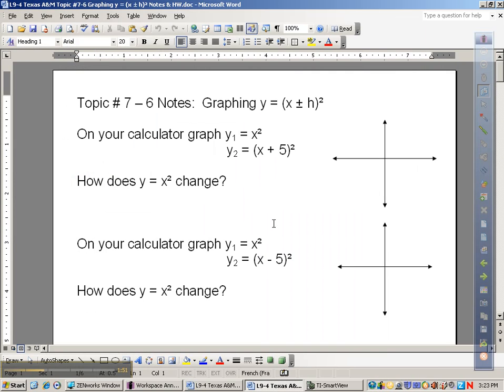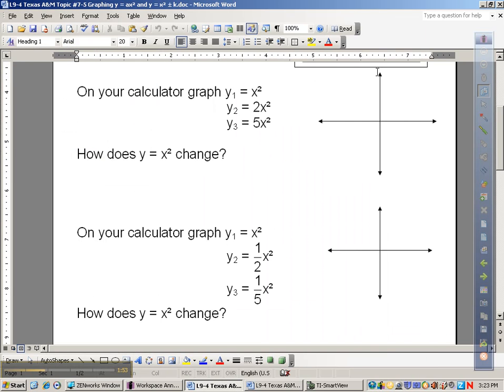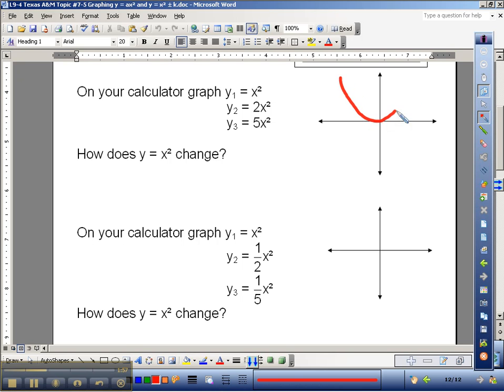So right here, whoops, I got the wrong one here. Right here, you can sketch out what happened. Here is my parent function. Here is 2x squared. Here is 5x squared. So you can see the difference. Here's my y3 and my y2.